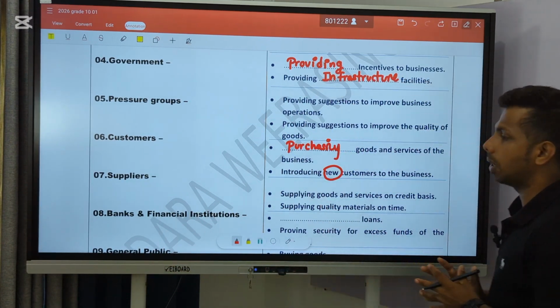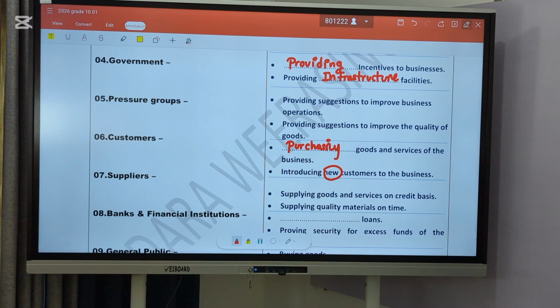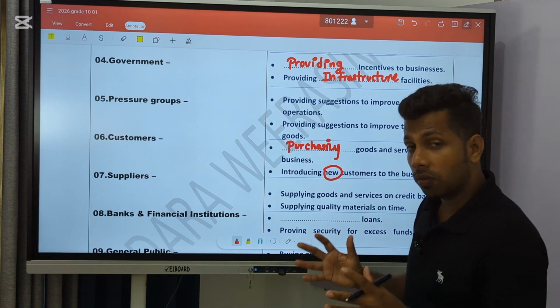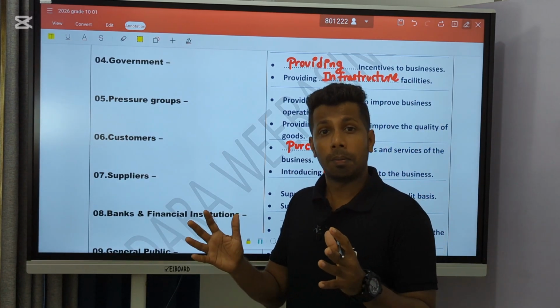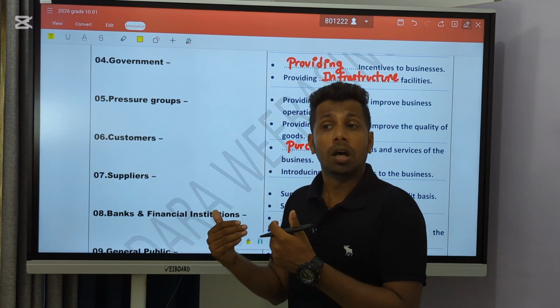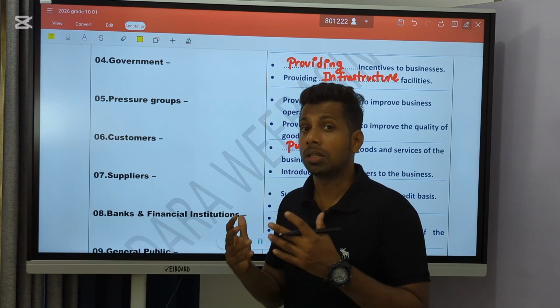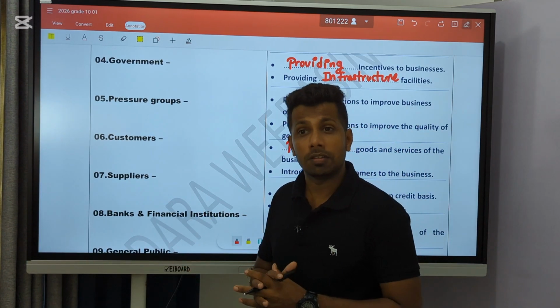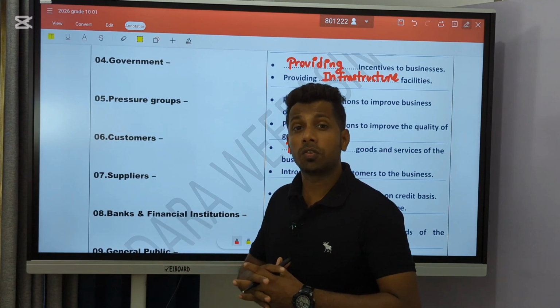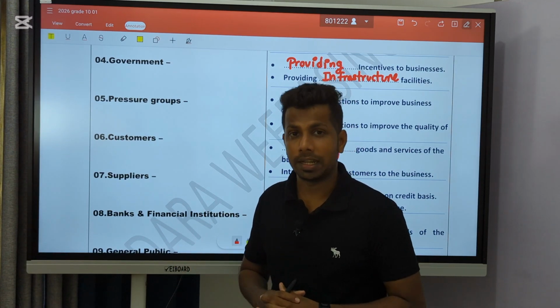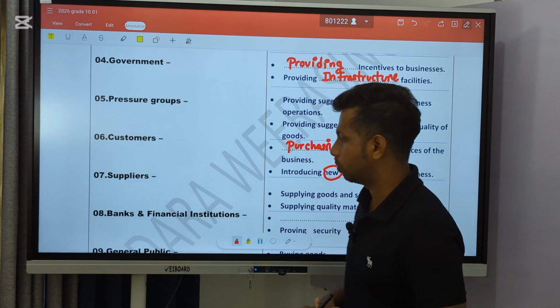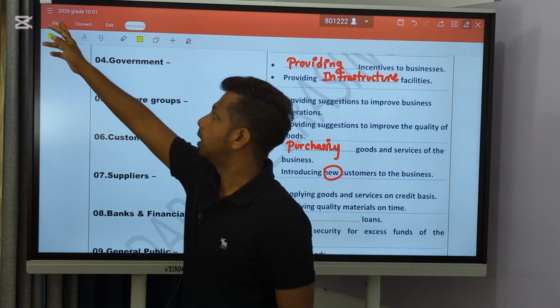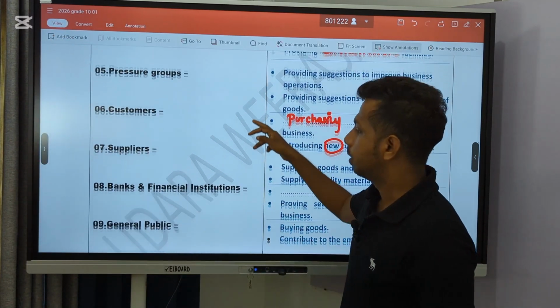So here you can see a couple of contributions of suppliers: supplying goods and services on credit basis, supplying quality material on time. Most of the time, suppliers provide, my dear children, their supplies on credit basis. Without purchasing goods on cash basis, businesses can purchase goods from suppliers on credit as well. So that is a major contribution. So let's move to the rest as well.